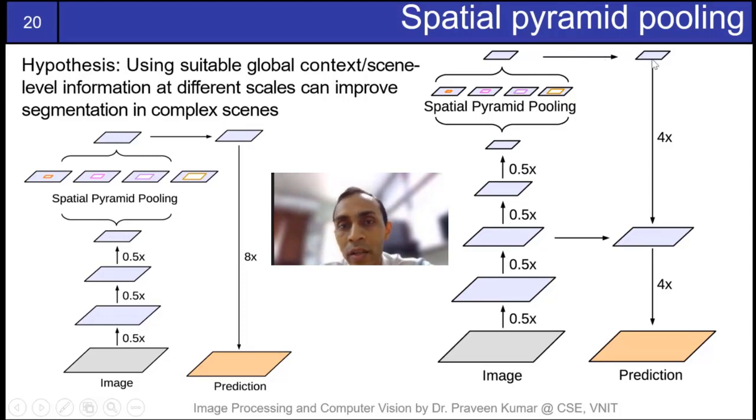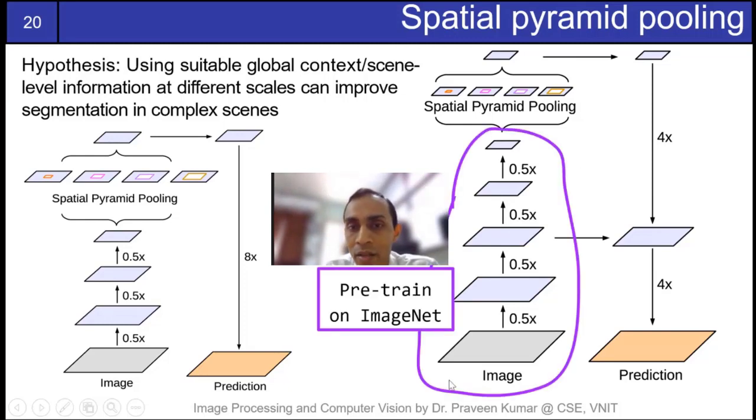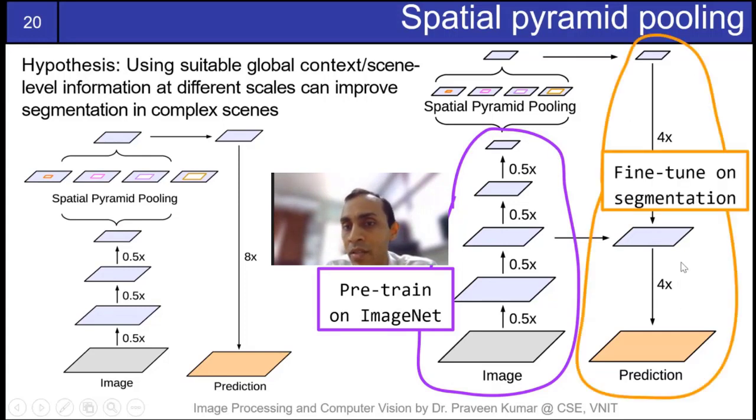So it is going to do that, and either you do simple upsampling, or again you do skip connections and take concatenation from the feature map. And this part is trained on ImageNet. We pre-train on ImageNet and just fine-tune the decoder stage.